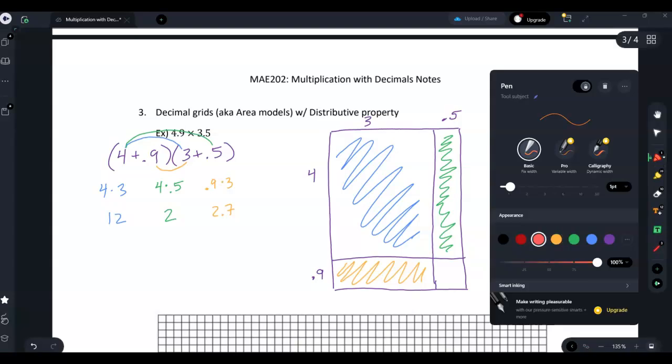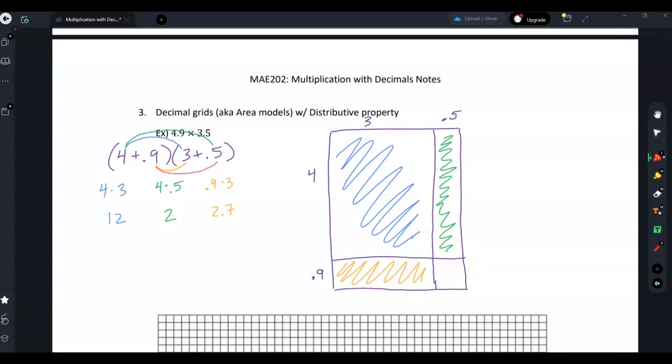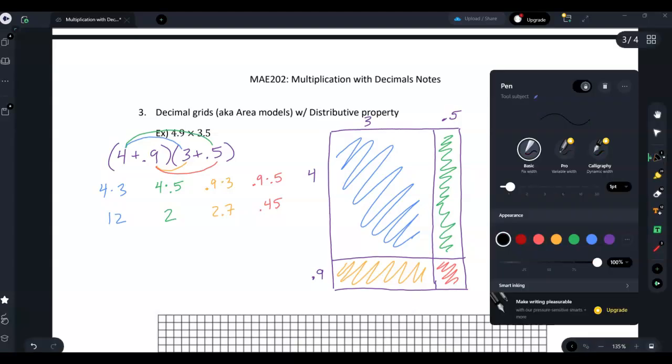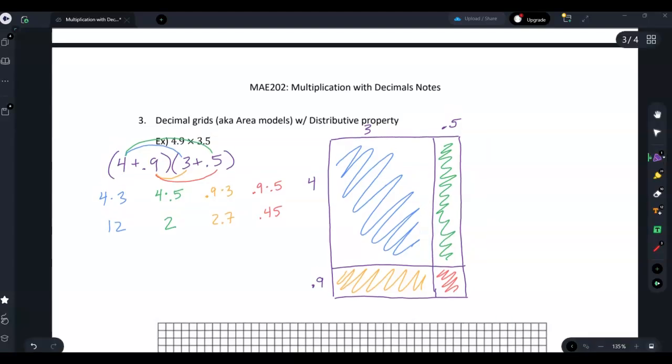And then finally my last terms, 0.9 times 0.5, which is going to give me this little box here. 9 times 5 is 45, but I'm going to have to move the decimal this time 2 spaces. So this is going to be 45 hundredths. And then I'm just going to go through and add all this up. So if I add the area of all 4 rectangles, that'll give me the area of the large rectangle, which is what I'm trying to find. So let's see, I could easily do 2 plus 2.7 would be 4.7. And then bring down the rest.